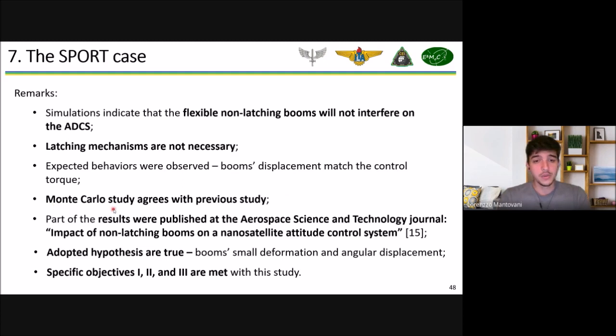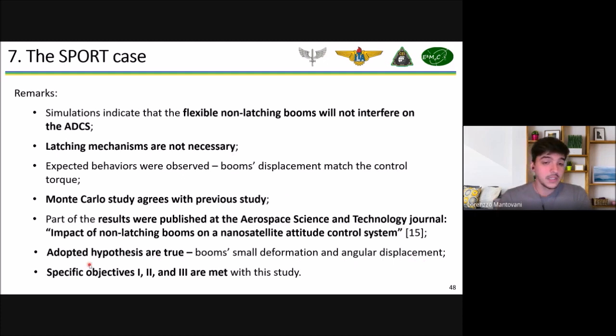Part of these results were already published in the Aerospace Science and Technology journal with this title, Impact of Non-Latching Booms on a Nanosatellite Attitude Control System. Also, the hypotheses we adopted are true. The booms show just small deformations, and angular displacements are also small.